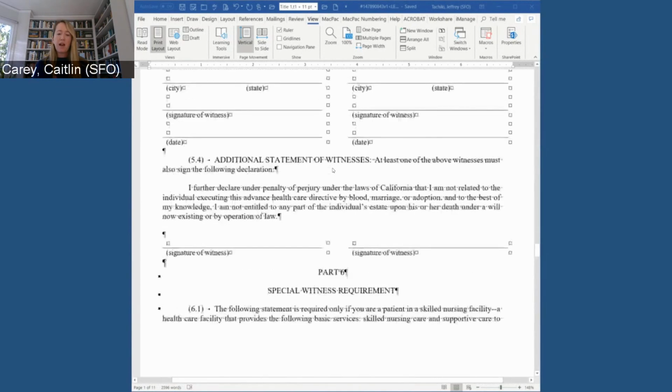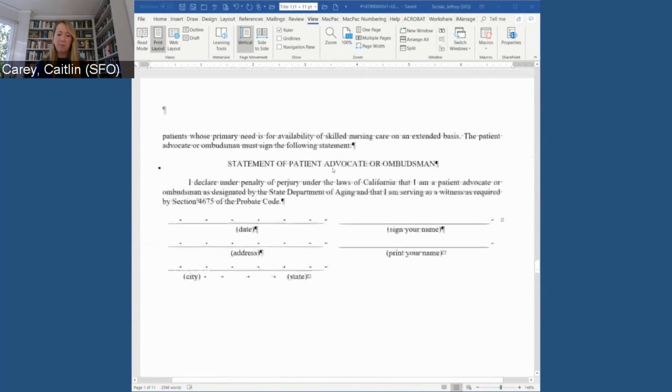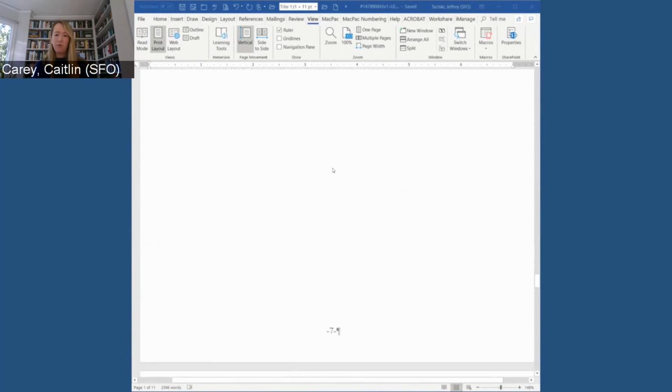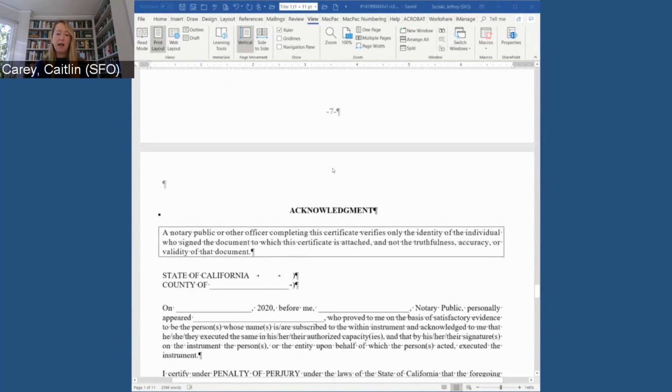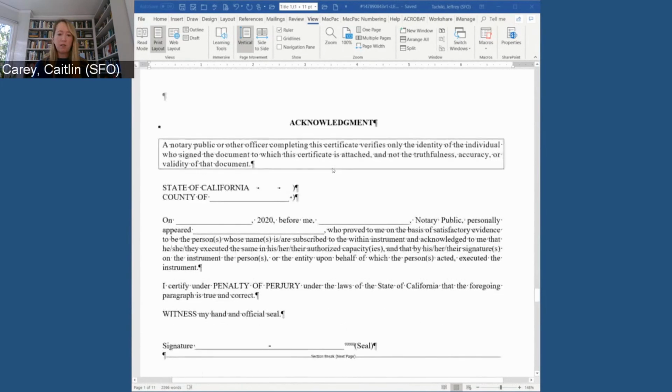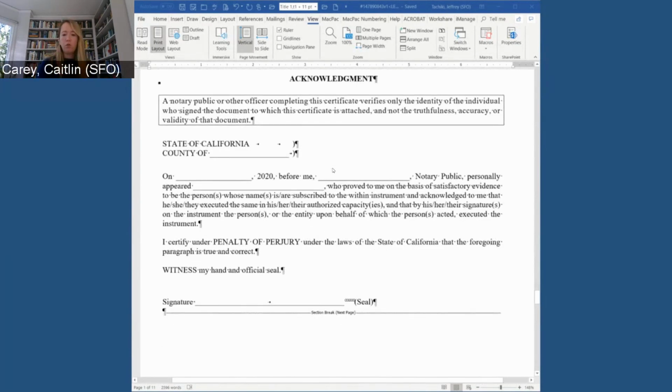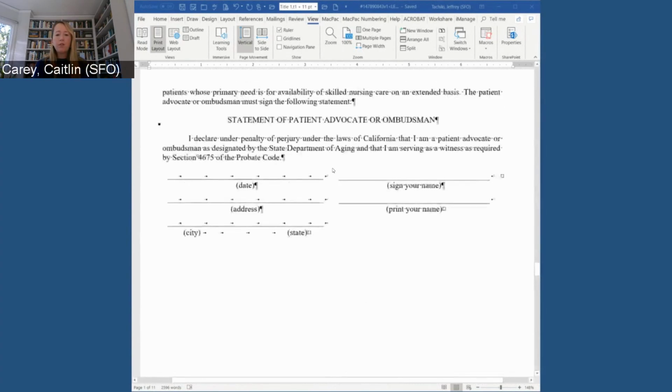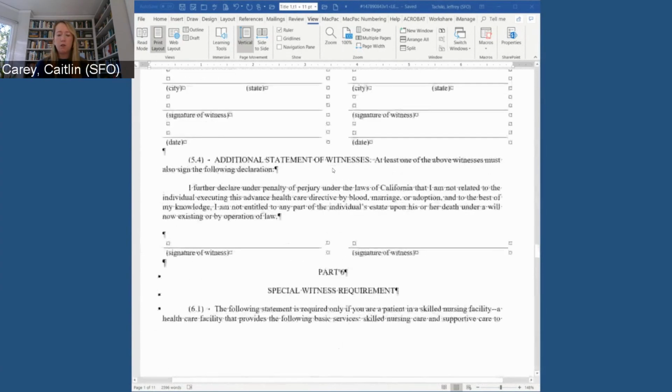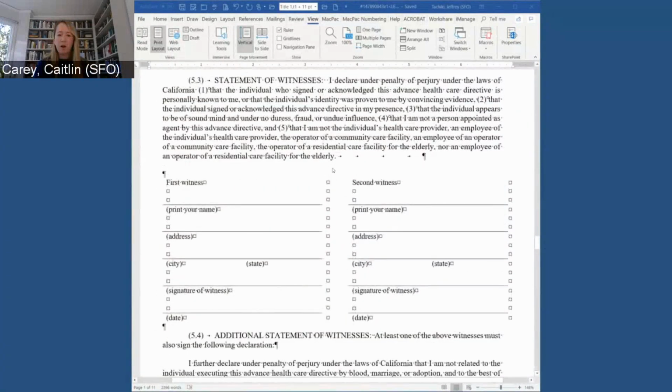So if you're having the document notarized, you can sign it ahead of time and then get it notarized. But if you're getting it witnessed, do not sign until you're in the presence of the two witnesses. So scrolling down here, this is the notary page. If you do choose that route, this is the page the notary needs to complete. And going back up to 5.3, if you chose to use two witnesses, this is the part that they need to complete. And make sure they complete the entire thing.